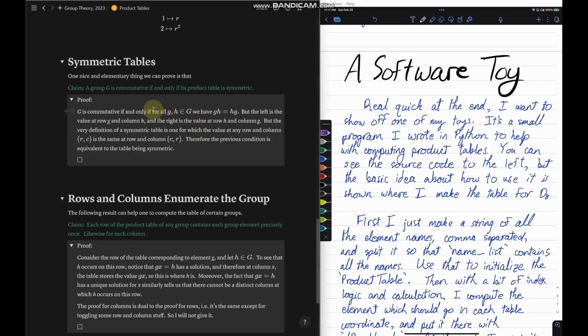And in fact, just by definition of the table as storing gh in the row g, column h coordinate and storing hg in the row h, column g coordinate, if the group is commutative, then those will be equal, and therefore the entries of the table at those two coordinates will always be equal.